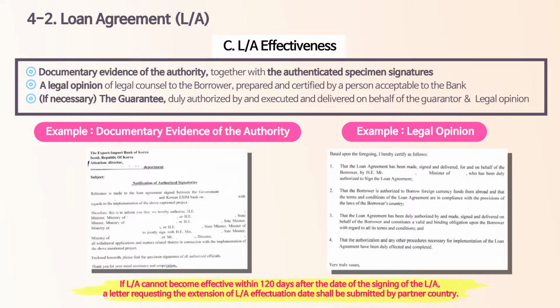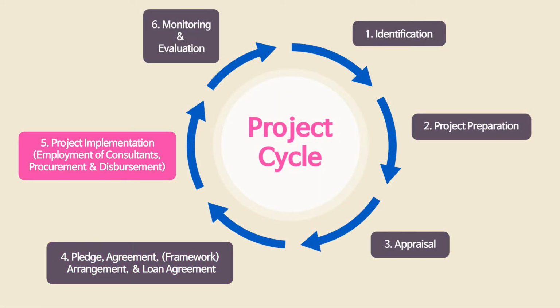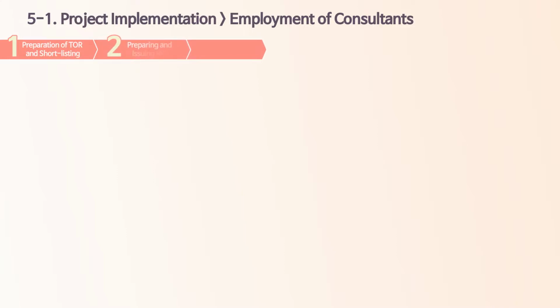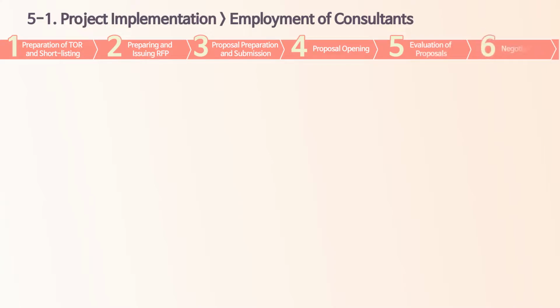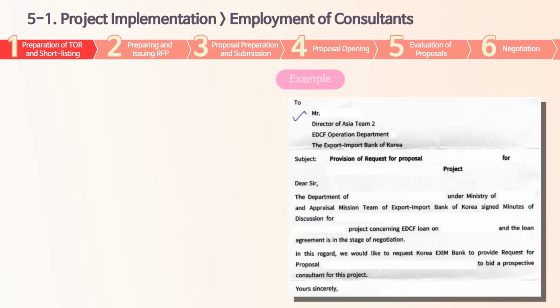Now, I am excited to guide you to the most dynamic part of the whole project cycle, project implementation. As the next process gets more complicated than so far, please listen carefully to the following part. During project implementation, you have to submit various documents. I will explain what kind of documents are required step by step. However, as these documents are referred to in the EDCF guidelines for the employment of consultants and guidelines for procurement, you can also look them up in these guidelines when necessary.